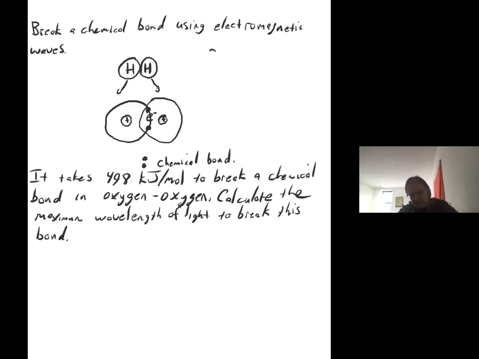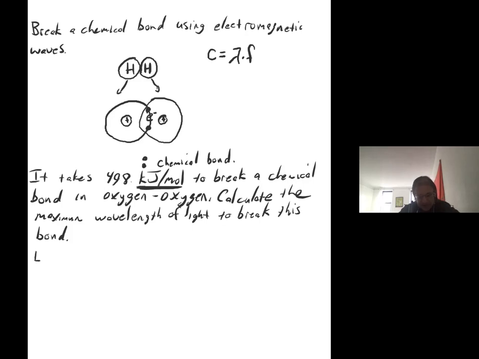We had c equals lambda times f, right? So the speed of light, which is a constant, is equal to the wavelength of the wave, the light, times its frequency. Okay. But now we're talking about energy here. See how there's energy in here? Those are energy units, kilojoules, right?